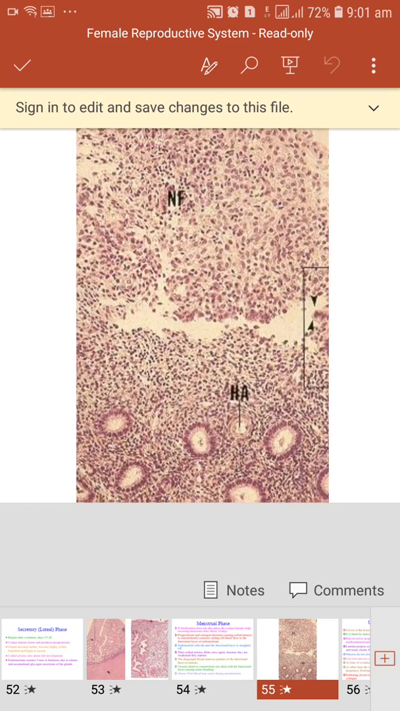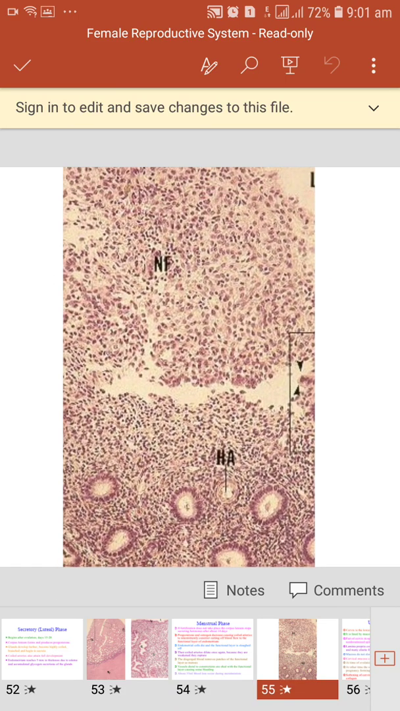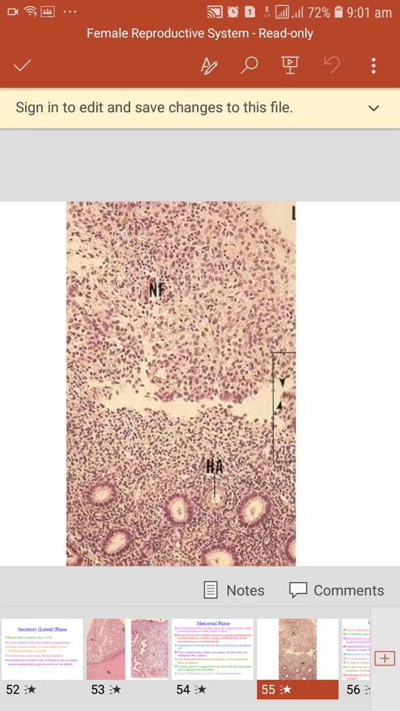You can see here the menstrual phase. There is shedding of the epithelium and thickness is also reduced.